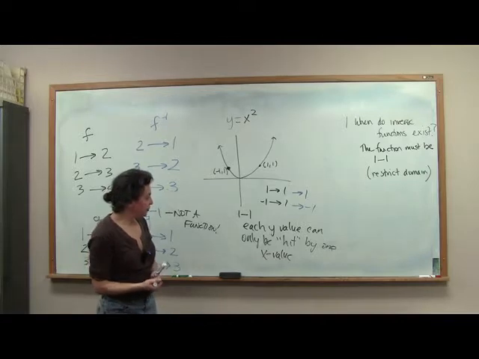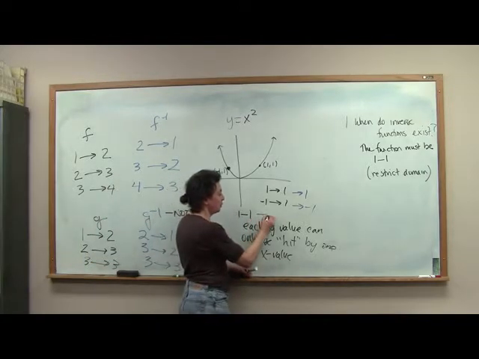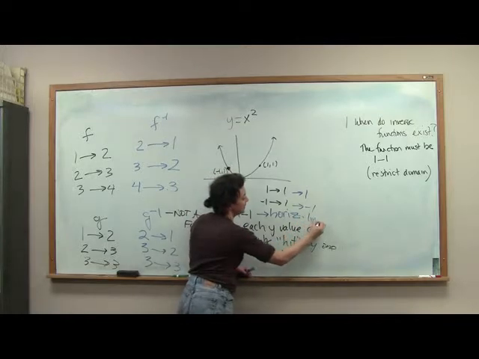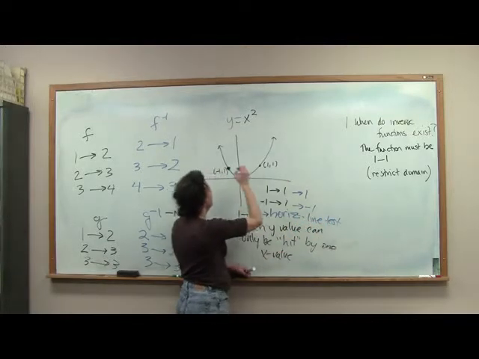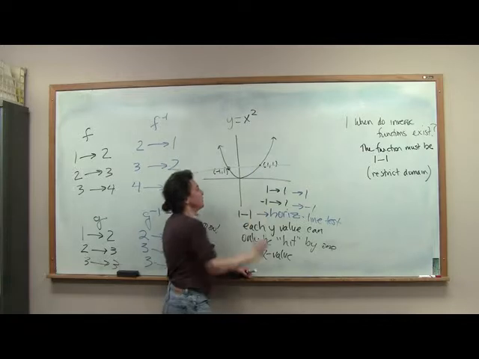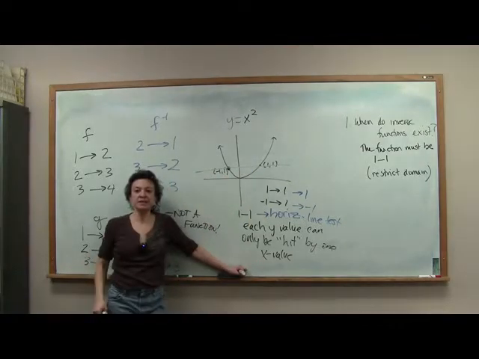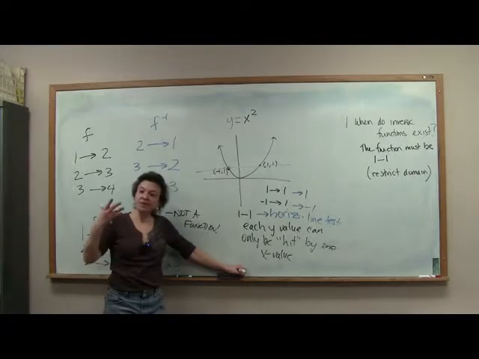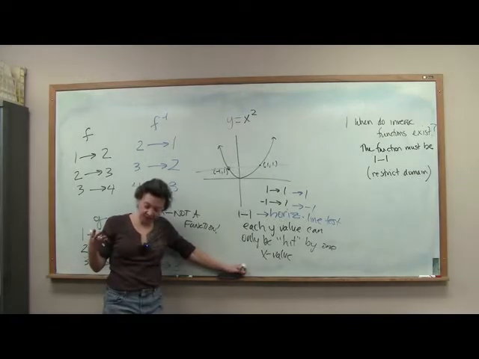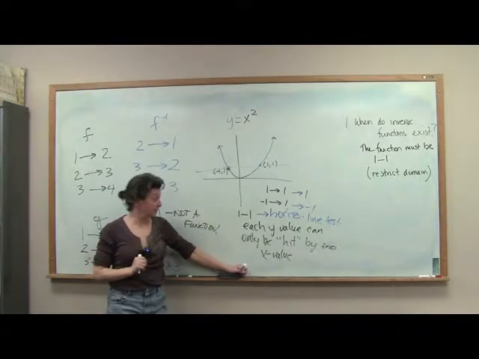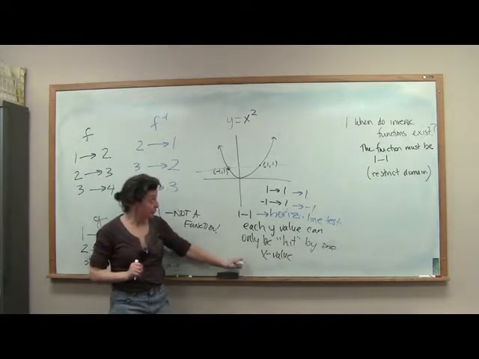Now, the best way to check whether or not your function is 1-to-1 is with your horizontal line test. Notice, since this horizontal line passes through more than one point, it is not 1-to-1. So your horizontal line test is essentially equivalent to your vertical line test. It just tests 1-to-1-ness.